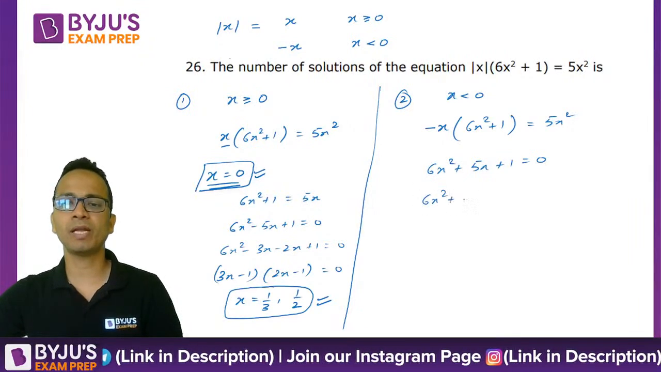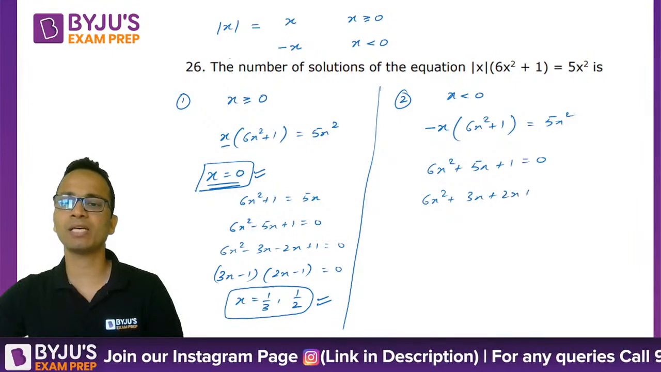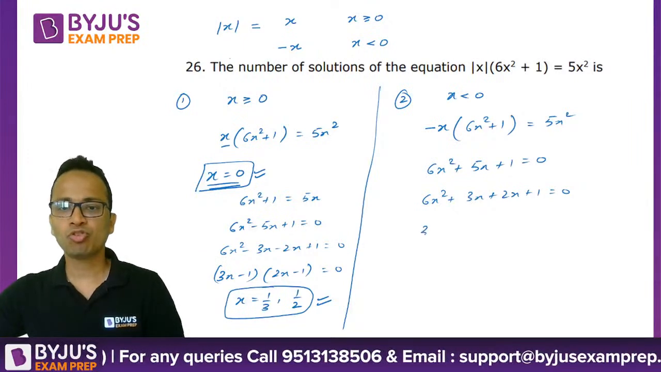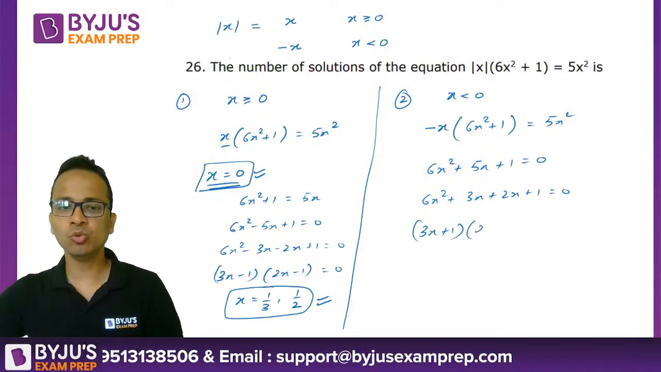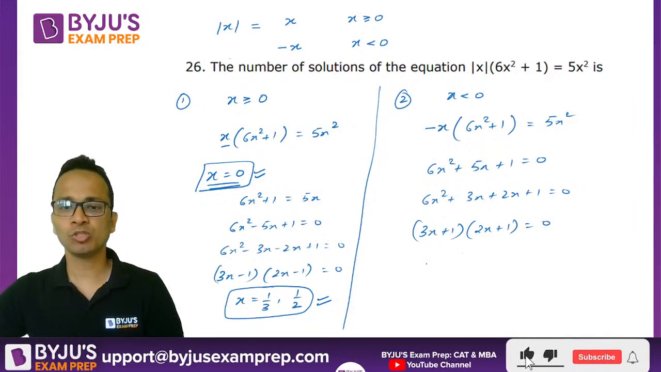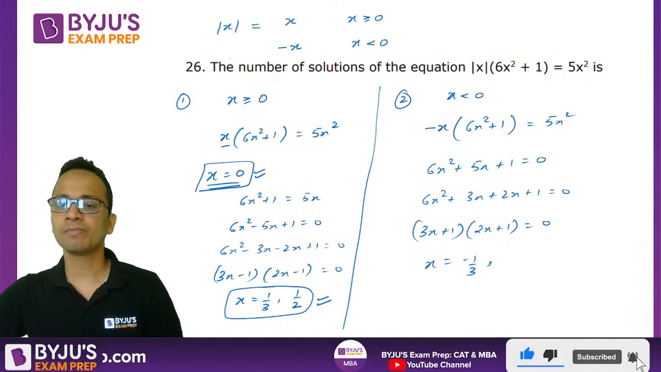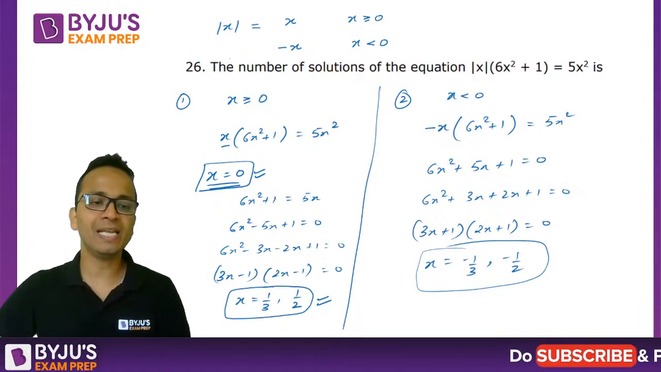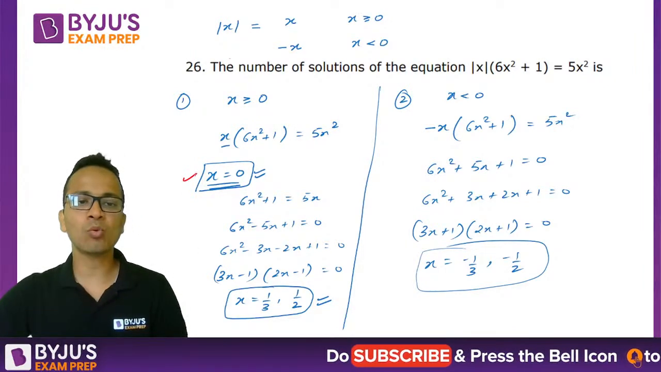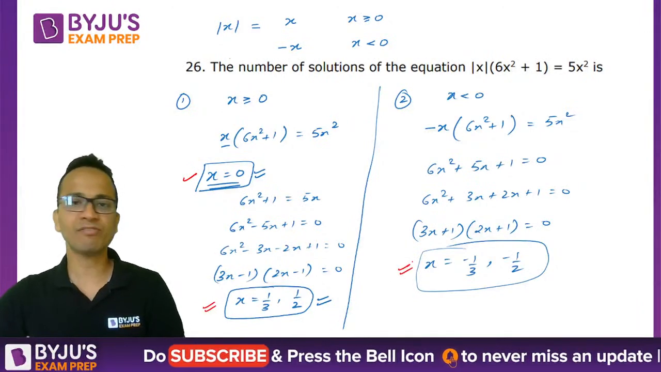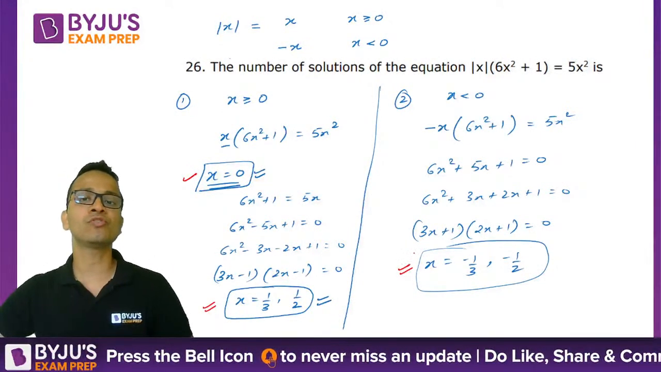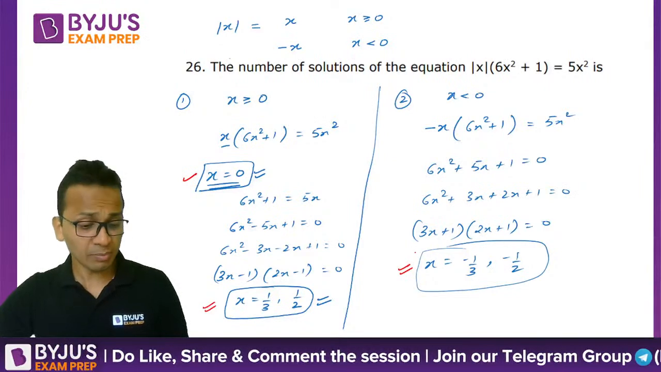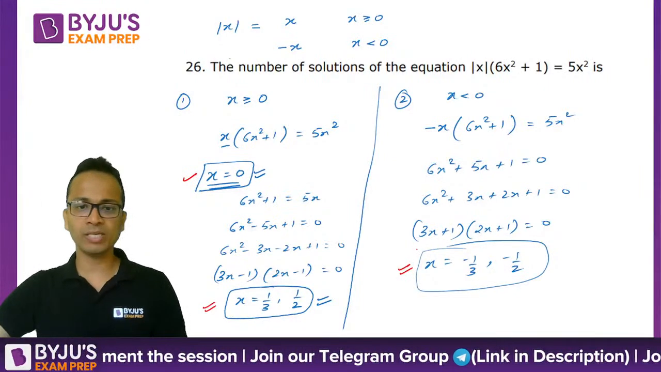Factorizing, 6x square plus 3x plus 2x plus 1 equal to 0. Upon factorizing, it will be 3x plus 1 into 2x plus 1 equal to 0. So the values of x will be -1/3 and -1/2. Again, both are valid values because I considered x to be less than 0. So in all, I can say 1, 2, 3, 4 and 5. There are 5 possible solutions for this equation. So yes, the correct answer will be 5. Kamal, it will be equal to 5. I hope you understood this one, right?